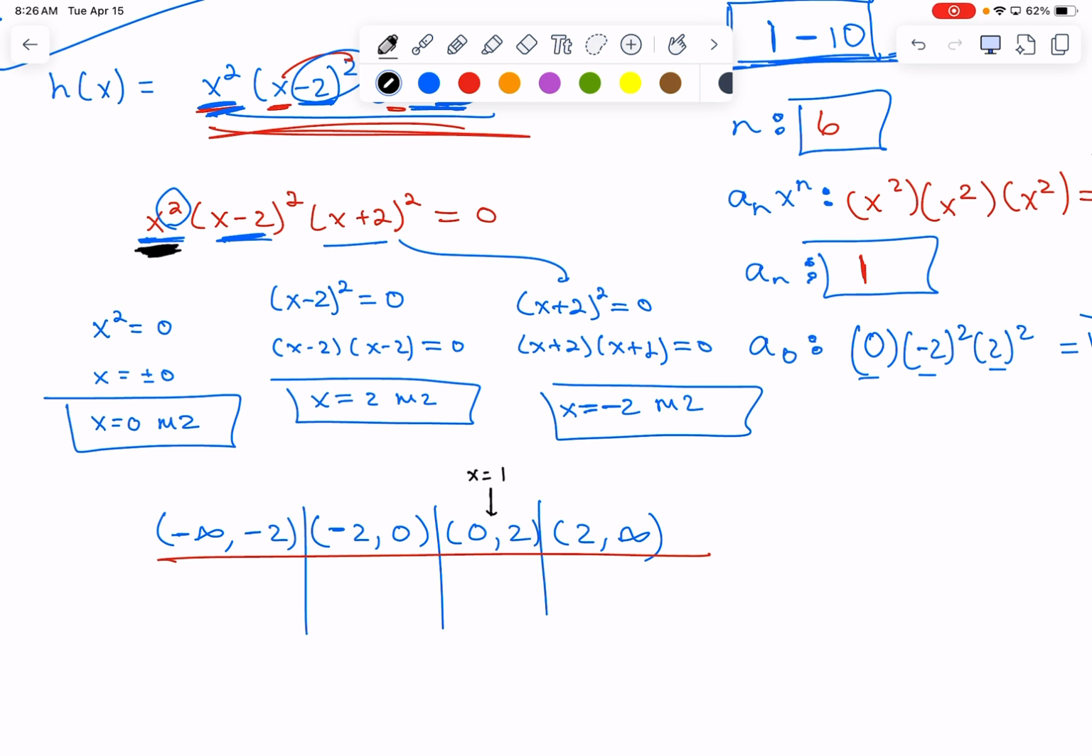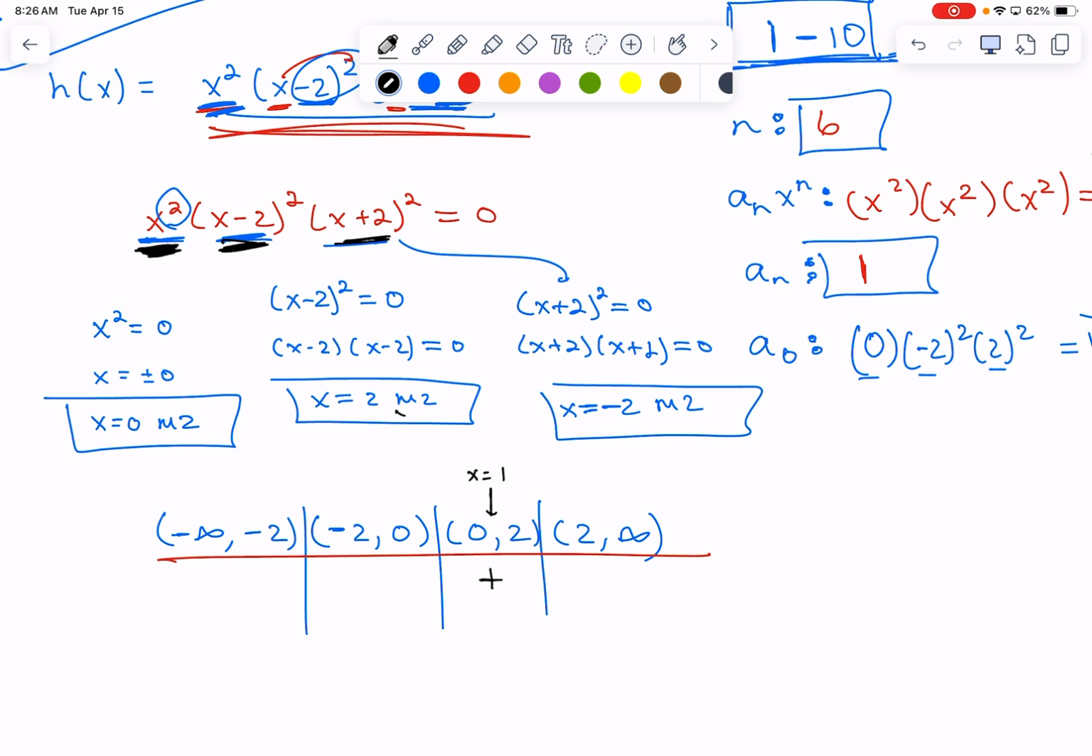You're squaring it. What's it going to be? Positive. What is it going to be here no matter what? Because 1 minus 2 is a negative, but what's a negative squared? Positive. 1 plus 2 is 3. What's 3 squared? Positive. So it's a positive times a positive times a positive, which is what?